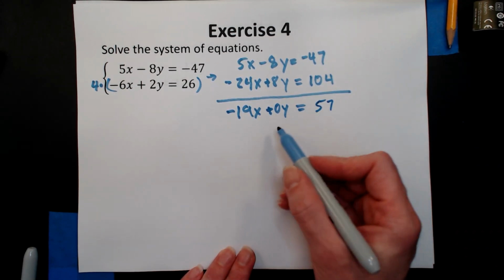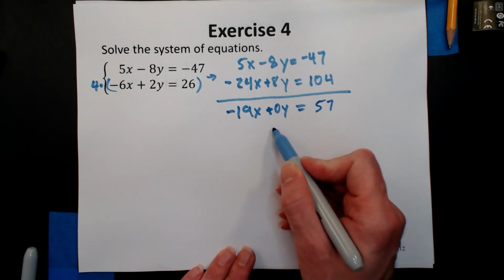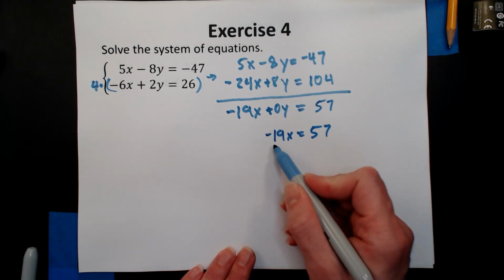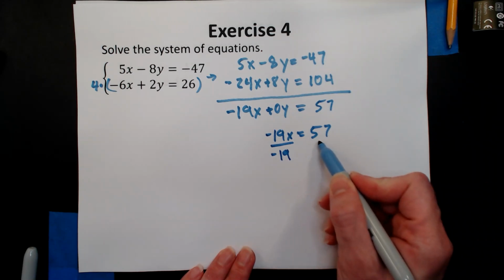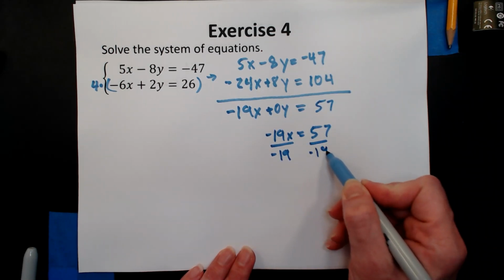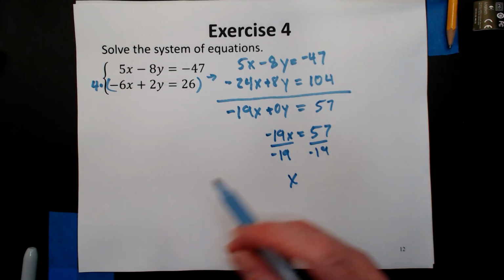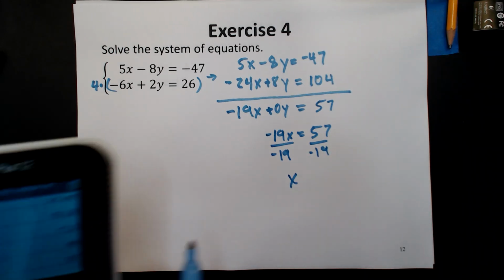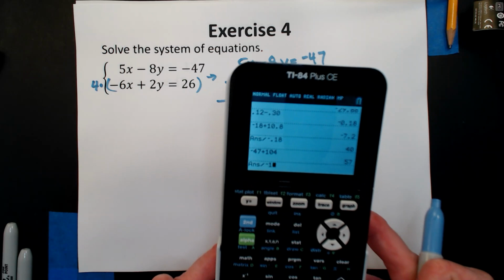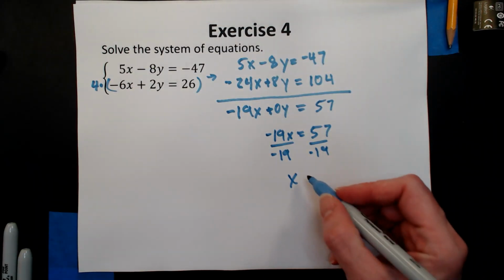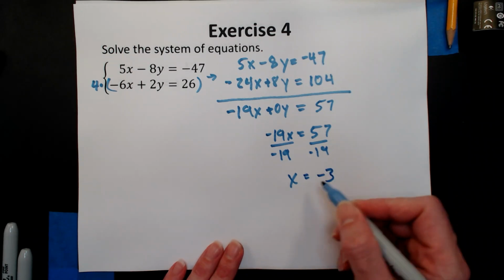And so now we have 57. And then we divide. So now we're going to have negative 19x equals 57. So I'm going to divide both sides by negative 19. So now I'm going to have x equals 57 over negative 19. And so when I divide 57 by negative 19, I get negative 3 back out. So now I know what x is.